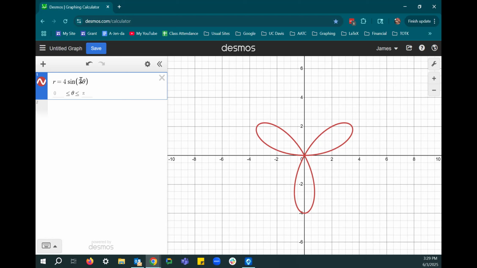But then for sine of 5 theta, the 5-leafed one, if I pick my angle to be pi over 2 pointing upwards, what's sine of 5 pi over 2? Is it a positive 1 or is it a negative 1? Where's 5 pi over 2? 5 pi over 2 is all the way back around to the top. So it's going to be positive 1.